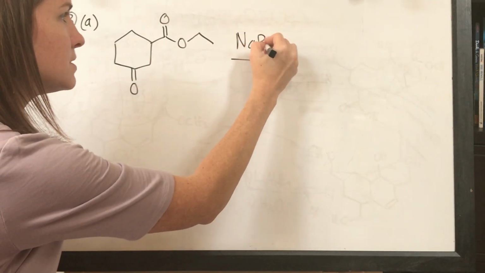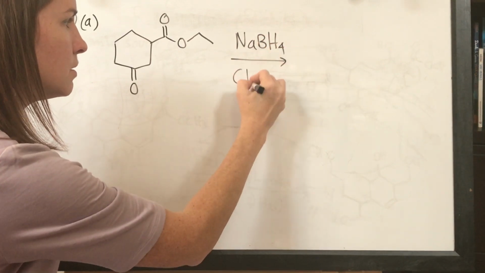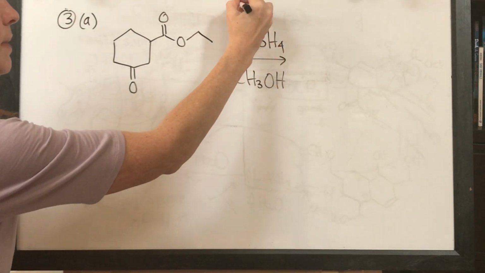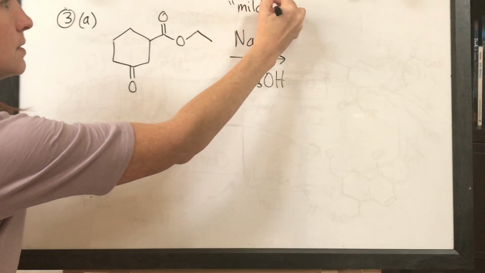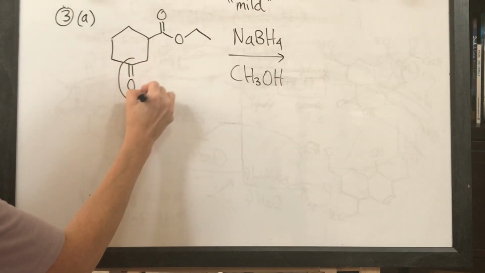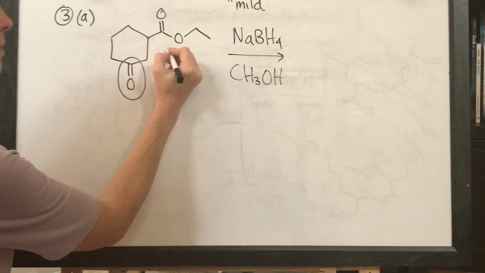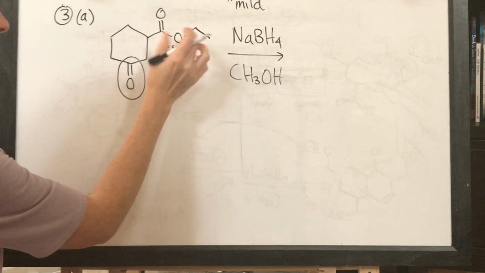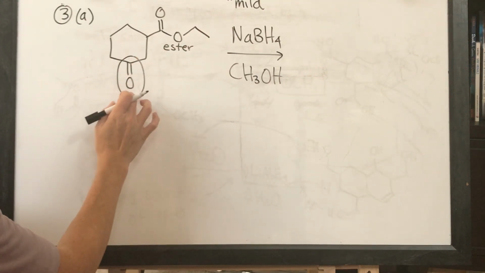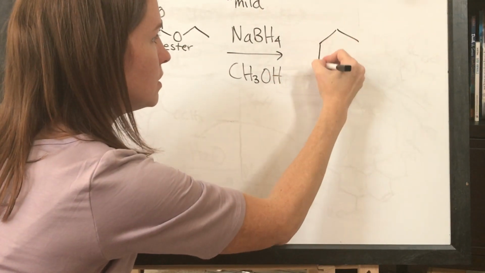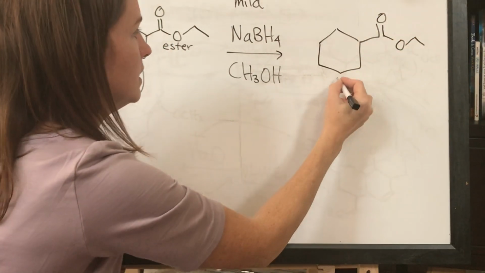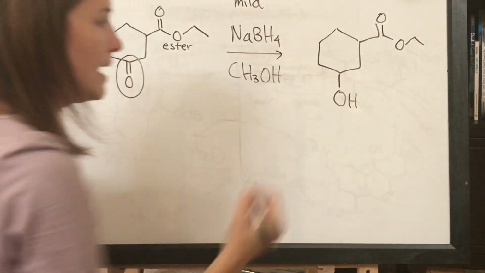For example, in my first reaction, I have sodium borohydride. Methanol is just the solvent to protonate at the end. But sodium borohydride, if I remember that this is a mild source of H-, then that means that it's only going to be able to reduce ketones and aldehydes. But up here we have an ester. Esters do not get reduced by sodium borohydride. So nothing will happen to that part of my molecule, but my ketone will turn into an alcohol. So we leave the ester unchanged. Ketone becomes an alcohol.